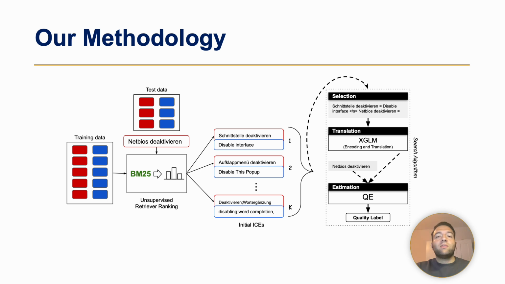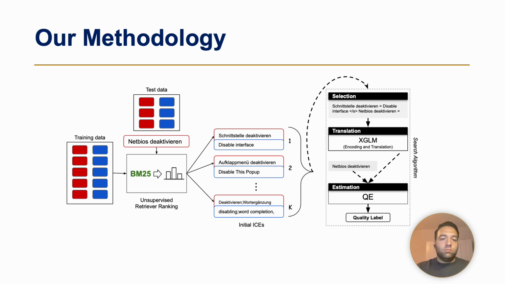We choose the highest ranked training example from the initial set of K examples provided by BM25. This example is added to our list of selected examples. Obviously, in the first iteration, there are no previously selected examples.